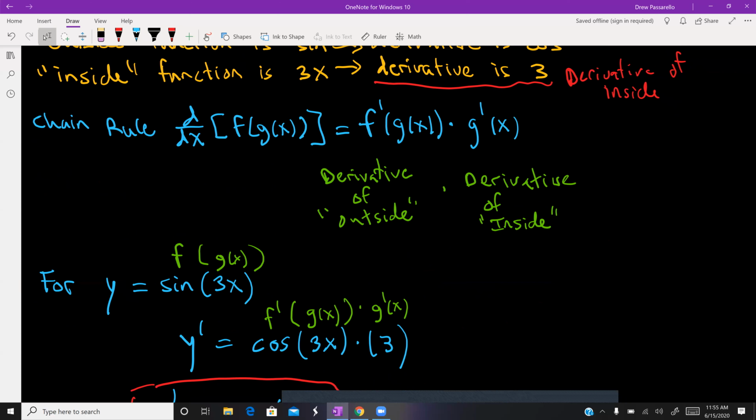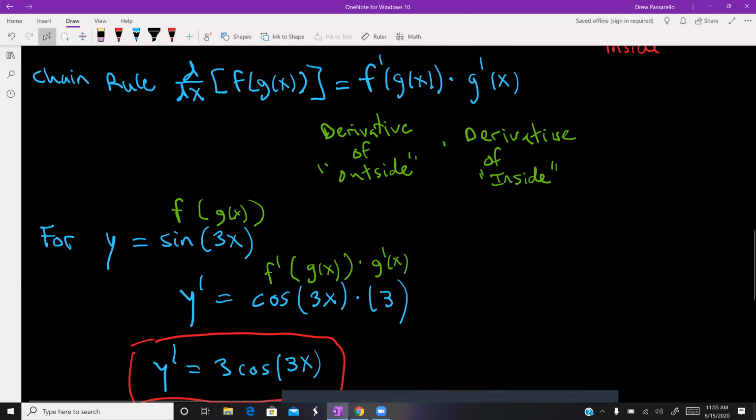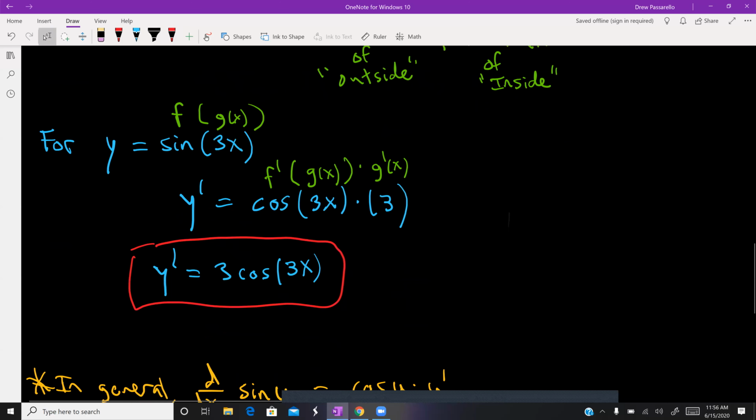So we know the chain rule is the derivative of the outside function times the derivative of the inside function. And in this case, my f is sine, and the g of x part is the 3x. So based on the formula, it's f prime of g of x. Well, f prime is the derivative of the outside, which is the derivative of sine, which is cosine. And then g of x, which is 3x, times g prime, which is the derivative of the inside. The derivative of 3x was 3, so it's times 3. And so we get y prime equals 3 times cosine 3x.